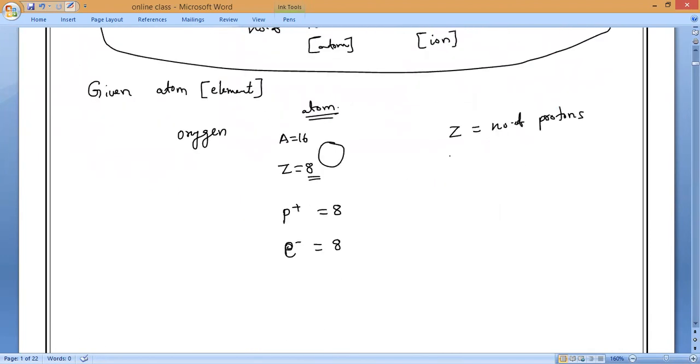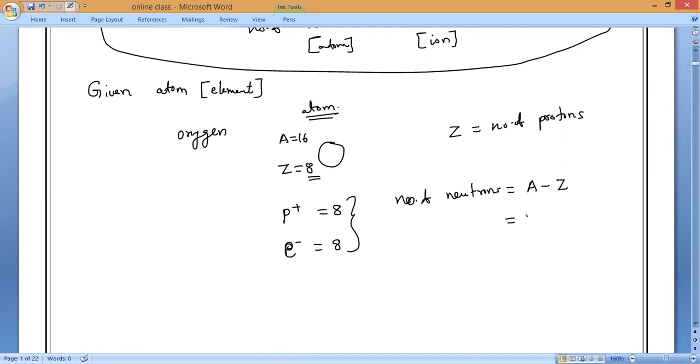If you want to calculate the number of neutrons, I told you one formula. Can you tell me what that formula is? Number of neutrons equals mass number minus atomic number. That is what you have to remember.